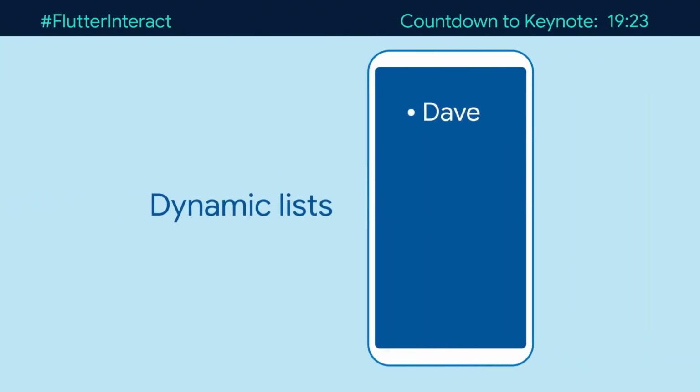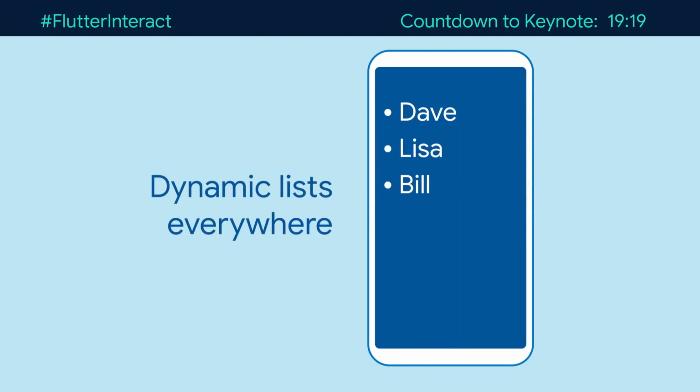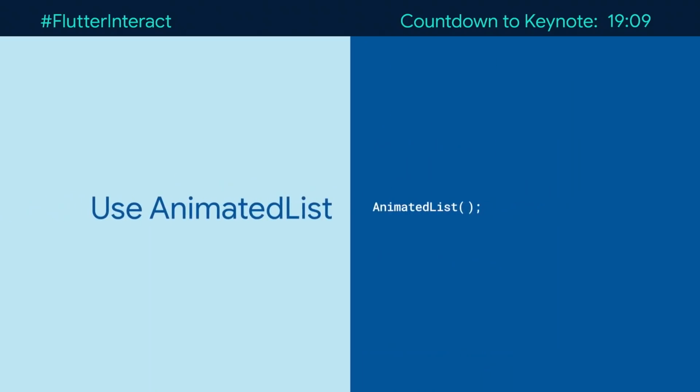Many apps are built around dynamic lists. Items are added, removed, and changed all the time. Without animation, this can be jarring and confusing. Why did everything jump? What just happened? AnimatedList provides an easy way to animate lists.